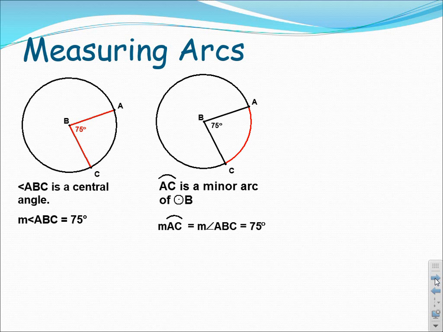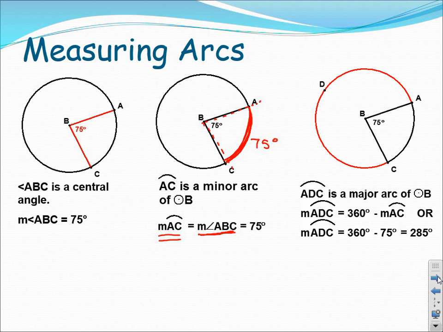It's a minor arc because this measurement right here, AC, is being formed by the central angle of 75 degrees. So if I know this central angle measurement, I know it's going to be the same for my minor arc. That arc, we measure it in degrees. It's not a length, it's a degree. Now if we switch gears and look at one last picture, and we go to the major arc, notice what's red here.